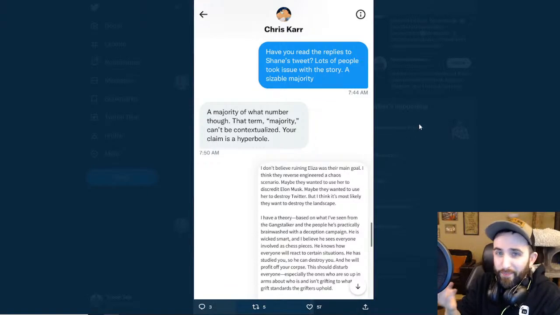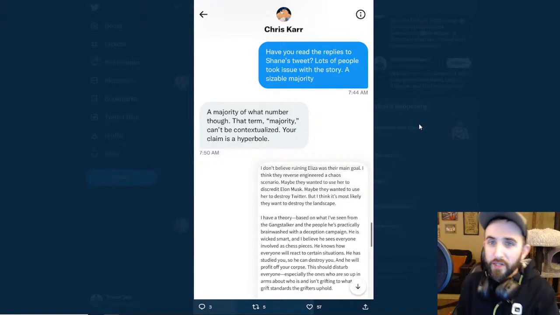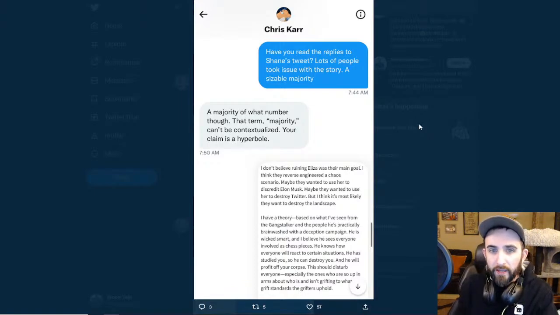So Chris Carr points out, have you read the replies to Shane's tweet? Lots of people took issue with the story, a sizable majority. A majority of what number, though? The term majority can't be contextualized. Your claim is hyperbole.